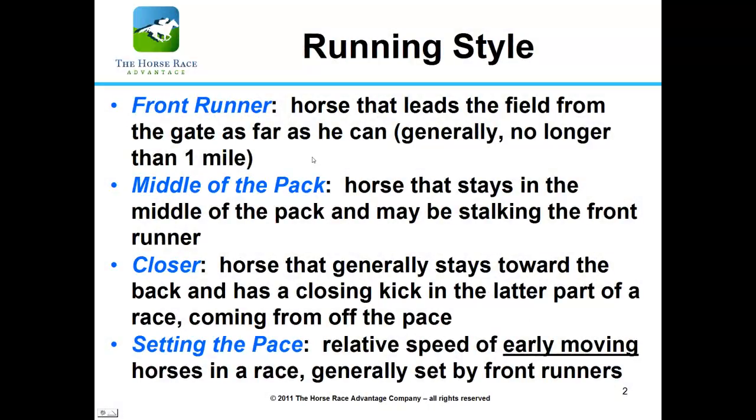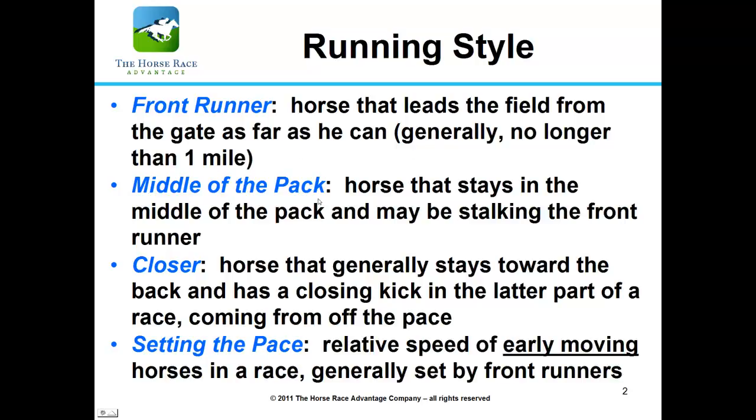When we talk about the running style, there are 3 types of running styles: the front runner, the middle of the pack runner, and the closer. The front runner is the horse that comes out of the gate fast and is generally up front, and they normally don't have a whole lot of stamina once they get past the mile.